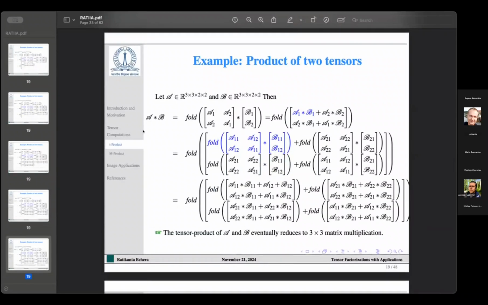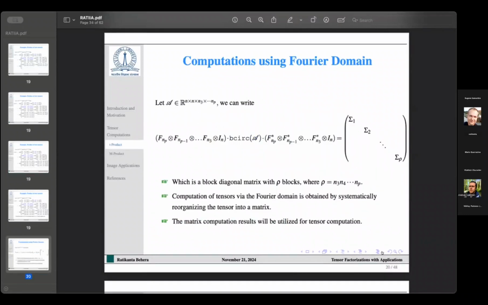So what we conclude here is that the tensor product of A and B, based on the T product, reduces to matrix multiplication based on the base size. Base size means, here the base size is 3 cross 3. So the tensor product of A and B eventually reduces to a 3 cross 3 matrix multiplication. So how is it done this way?